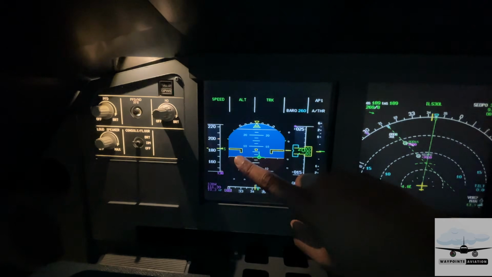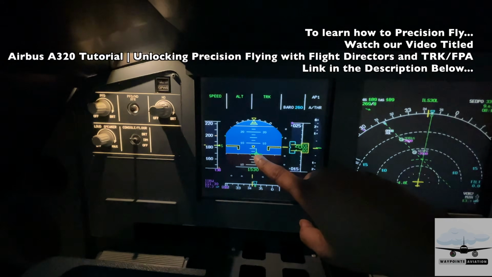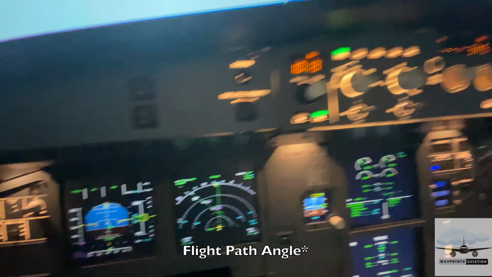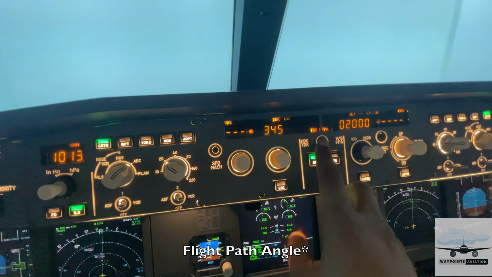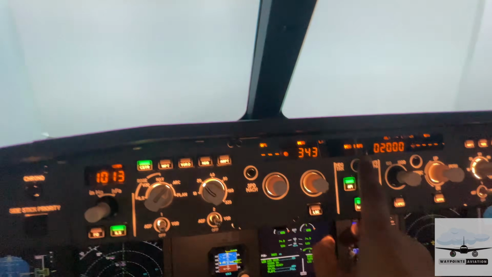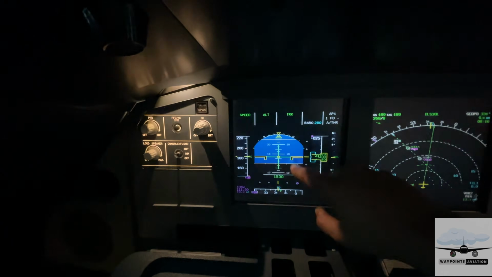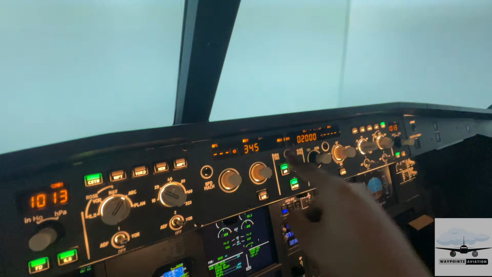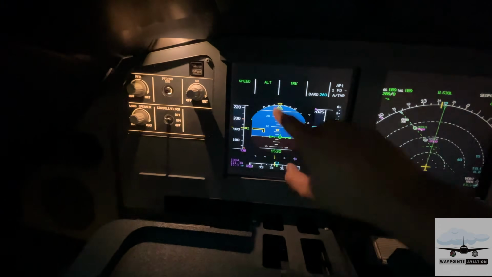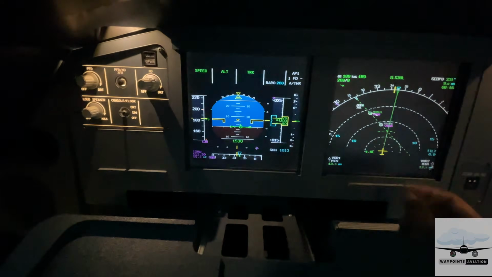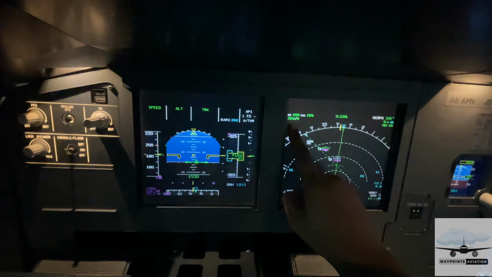Now, if you do not know how to fly the bird, we call it the bird. It's a flight path vector. You can turn it on using the track FPA buttons. If you push this, and if it's in heading and VS, you get a standard cross. But if you push it again, you then get the bird. So it's track mode, and track is basically your heading factored for wind.